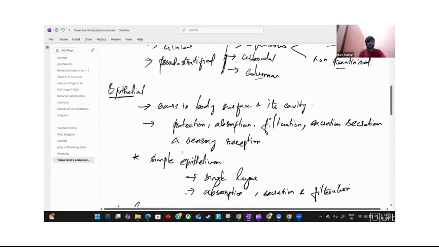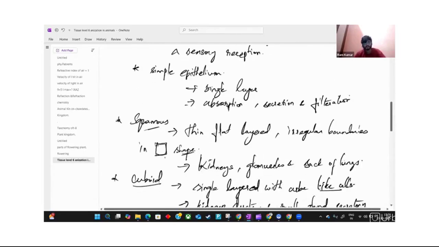Epithelial tissue mainly occurs on the body surface and lines our body cavity. Its main functions are protection, absorption, filtration, excretion, secretion, and sensory reception. Simple epithelium is a single tissue layer, and its main functions are absorption, secretion, and filtration. Now we move on to the classification of simple epithelium. The first one is squamous epithelium.